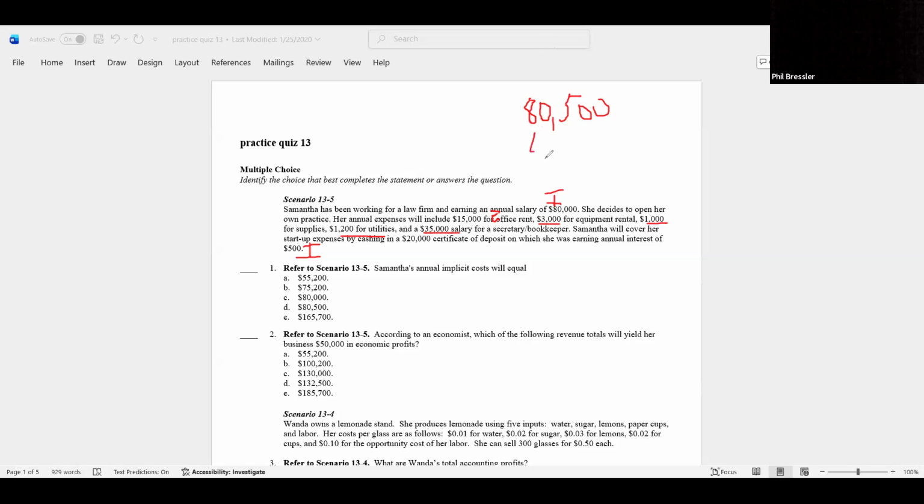Okay. All right. So if it's something about economic profit or economic cost, I'm going to do implicit and the explicit. If it's accounting, I'm just going to do the 55,200, the explicit. Okay.